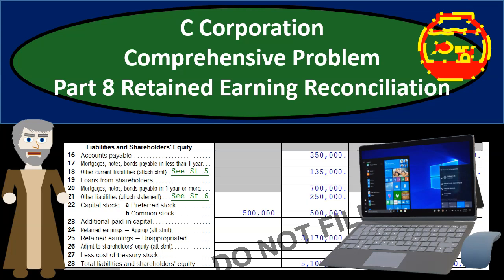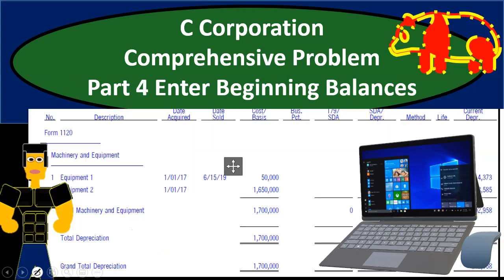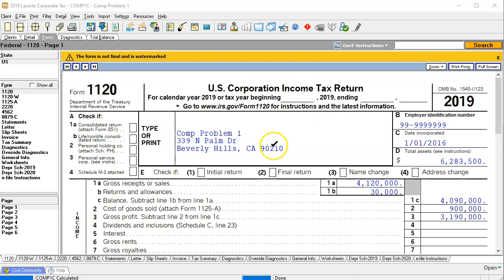In this presentation, we will continue on to part 8 of our C Corporation comprehensive problem. This time, we're going to be reconciling the retained earnings within our C Corporation tax return within the 1120. Here we are in our form 1120.